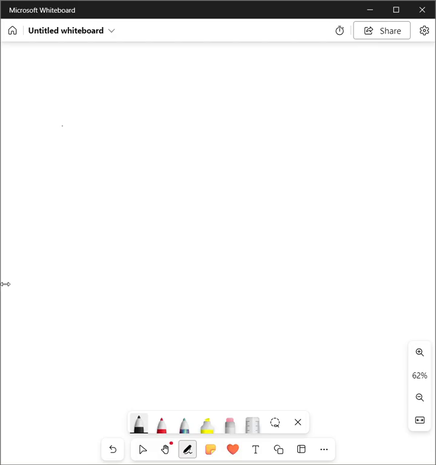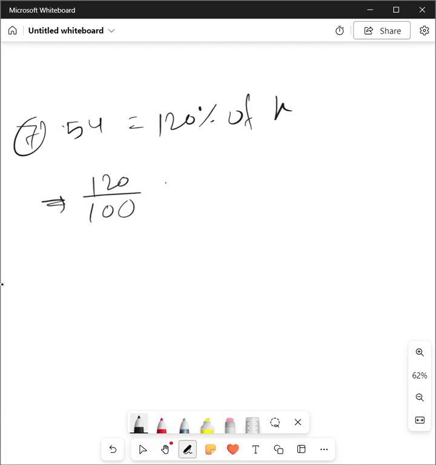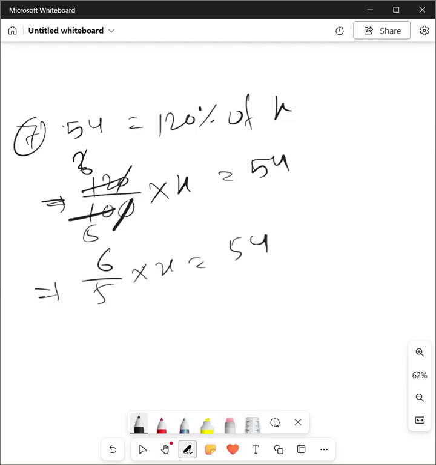Okay, we got 54 is equal to 120% of k. Or you can write it as 120 by 100, reversing it, multiplied by k is equal to 54. So we are crossing out the 0s, and crossing out by 2, that gives us 6 and 5. 6 by 5 times k is equal to 54, and 6k is equal to 54 times 5.